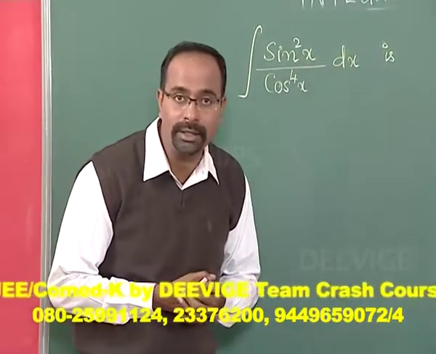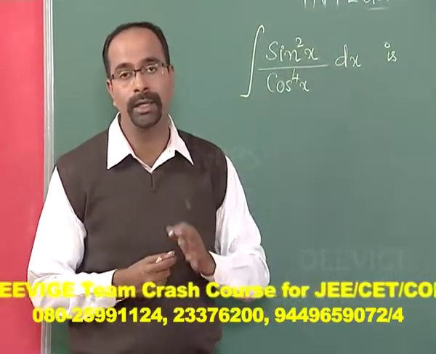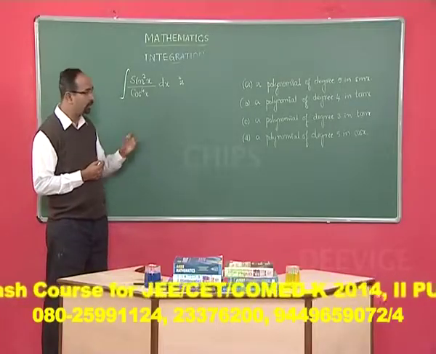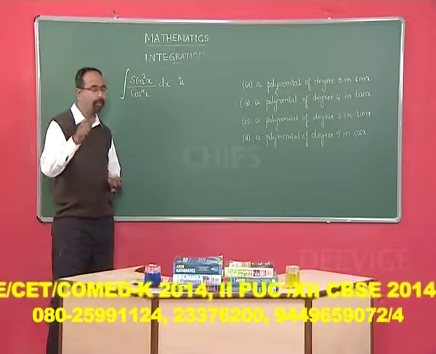Put tan x as t, secant square x dx will be dt. This will be t square dt, that is equal to t cube by 3. So t cube by 3 means it should be a polynomial of degree 3 in tan x. Option C is correct. Let me write and explain.